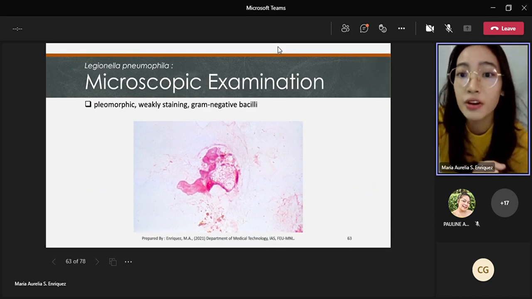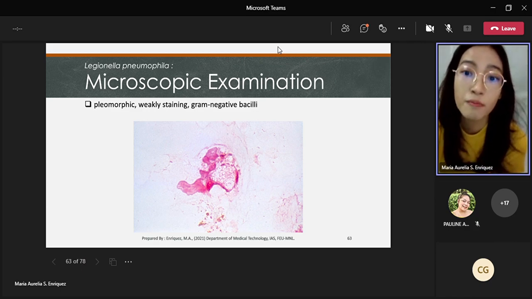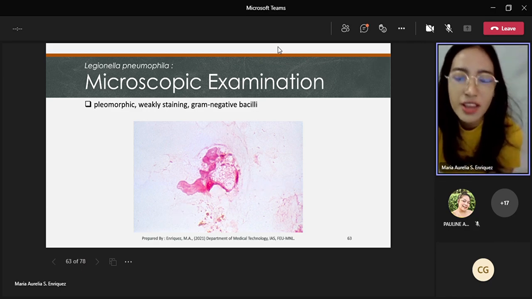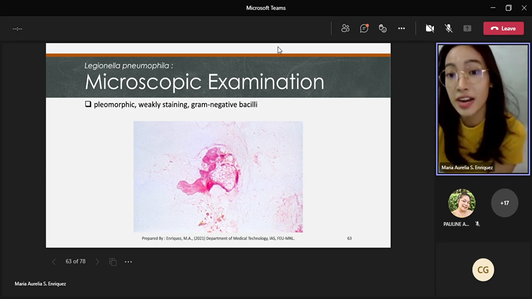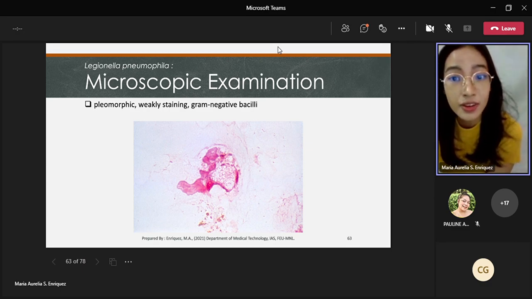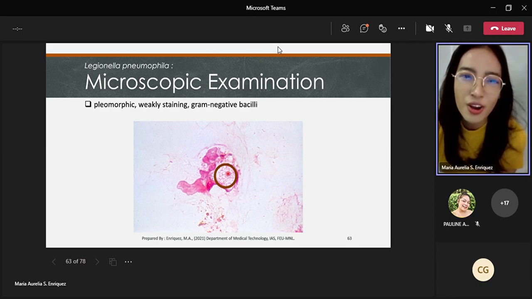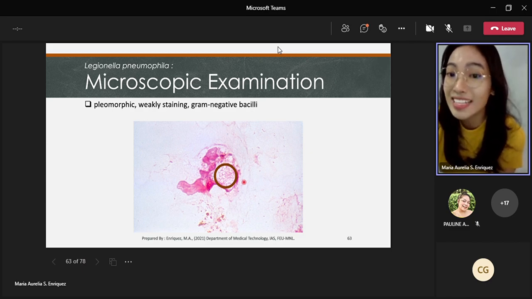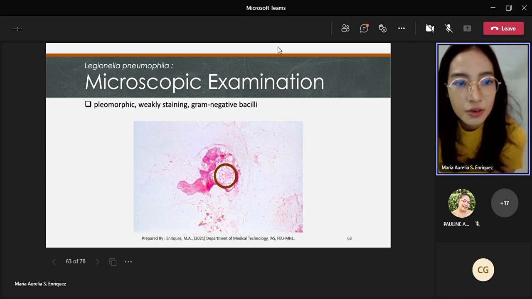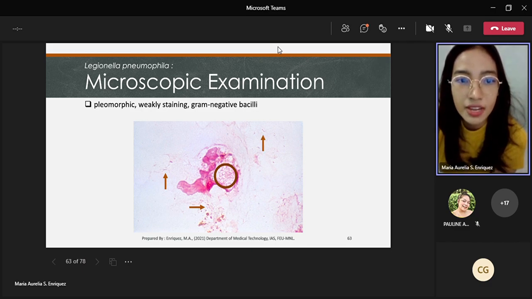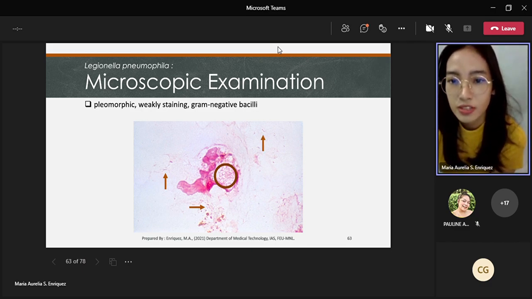All right, so under the microscope, they appear pleomorphic and they are also very weakly staining. Although they are classified as gram-negative bacilli, they can be seen intracellularly, as encircled here. So ito po yung immune cell ng pasyente and some of them have clustered on the inside. Although we barely see them kasi nga po they are very weakly staining. And then they could also be observed extracellularly, as you can see right here in these arrows. So it's quite difficult to detect them via microscopy kasi po yun nga, weakly staining sila.